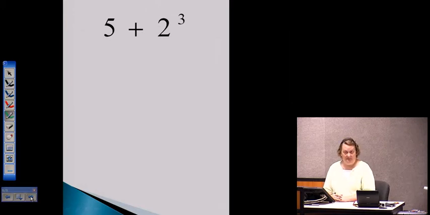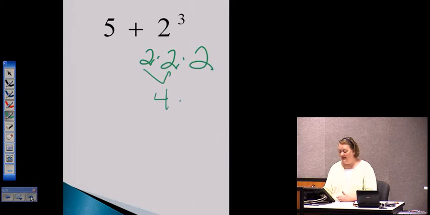Now let's look at this one. 5 plus 2 raised to the third power. No parentheses. Next in the order of operations is exponents. Exponents are shown here with 2 to the third power. So we want to do the exponent operation first. 2 to the third gives me 2 times 2 times 2. Well, 2 times 2 is 4, times 2 is 8.